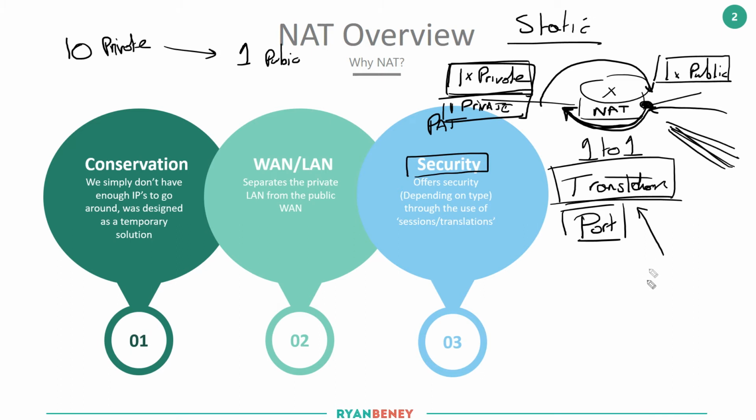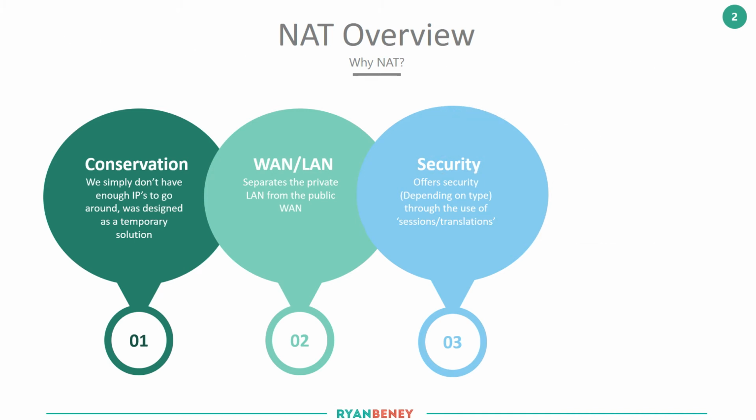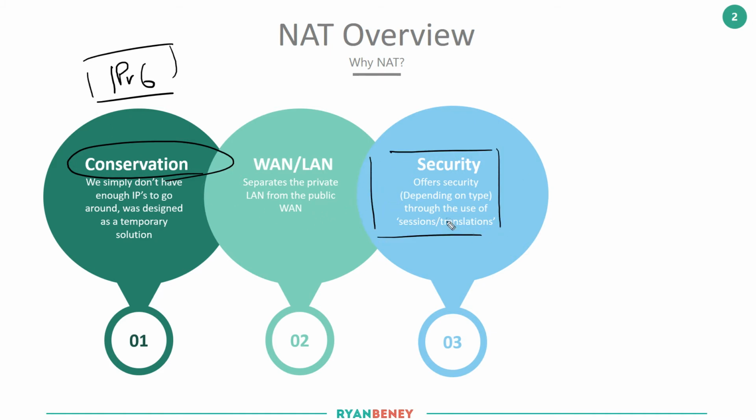So security is an important element of NAT. It's not the primary reason for its existence. Remember, the reason is the conservation, and this is again going to be solved hopefully by IPv6. And the security is just an additional benefit that comes along depending on which type of NAT you've set up and how you set that NAT up.